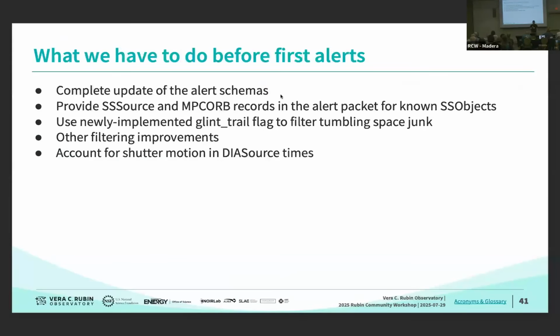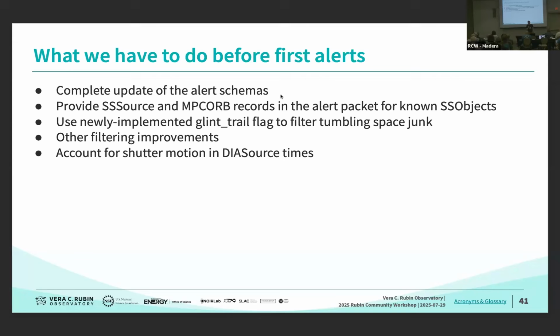On the pipeline side, we again have a relatively short punch list that we're trying to work through in the next few weeks. We are updating the alert schemas to reflect what is implemented and what is ready, put in a couple of wish list items that have been conveyed to us from brokers and other users. We are making sure that we are including the appropriate records in the alert packet for associated solar system objects.